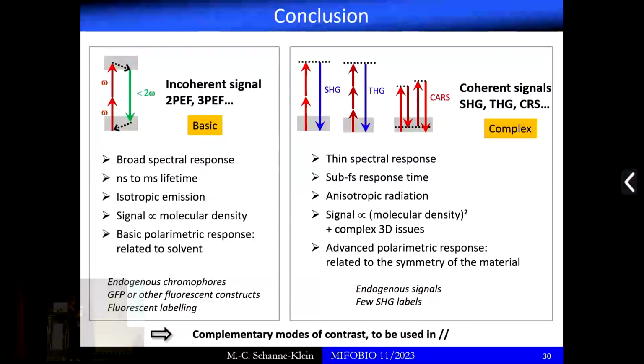So to conclude, we have different signals: fluorescence, that's more basic, and these harmonic signals that are more complex, and they have to be used in parallel because these signals are free when we look at fluorescence. We just have to have another detector with another spectrum.